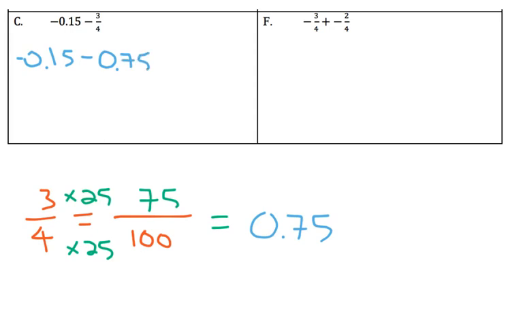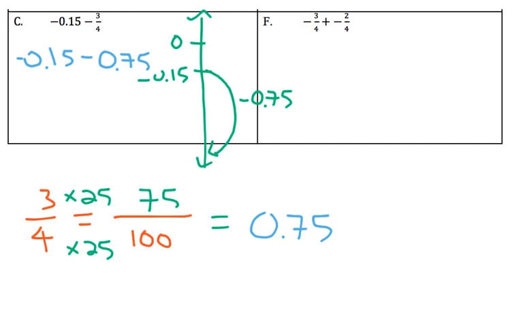And so now I have a problem where I'm starting negative and I'm going down farther. So if I were to show that on the open number line, I'm going to start below 0 at negative 15 hundredths, and then we're going to go down 75 hundredths. And since we're going down more, we're going to end up farther from 0. It's sort of like we're adding 15 and 75. And your answer should end up being negative 90 hundredths.